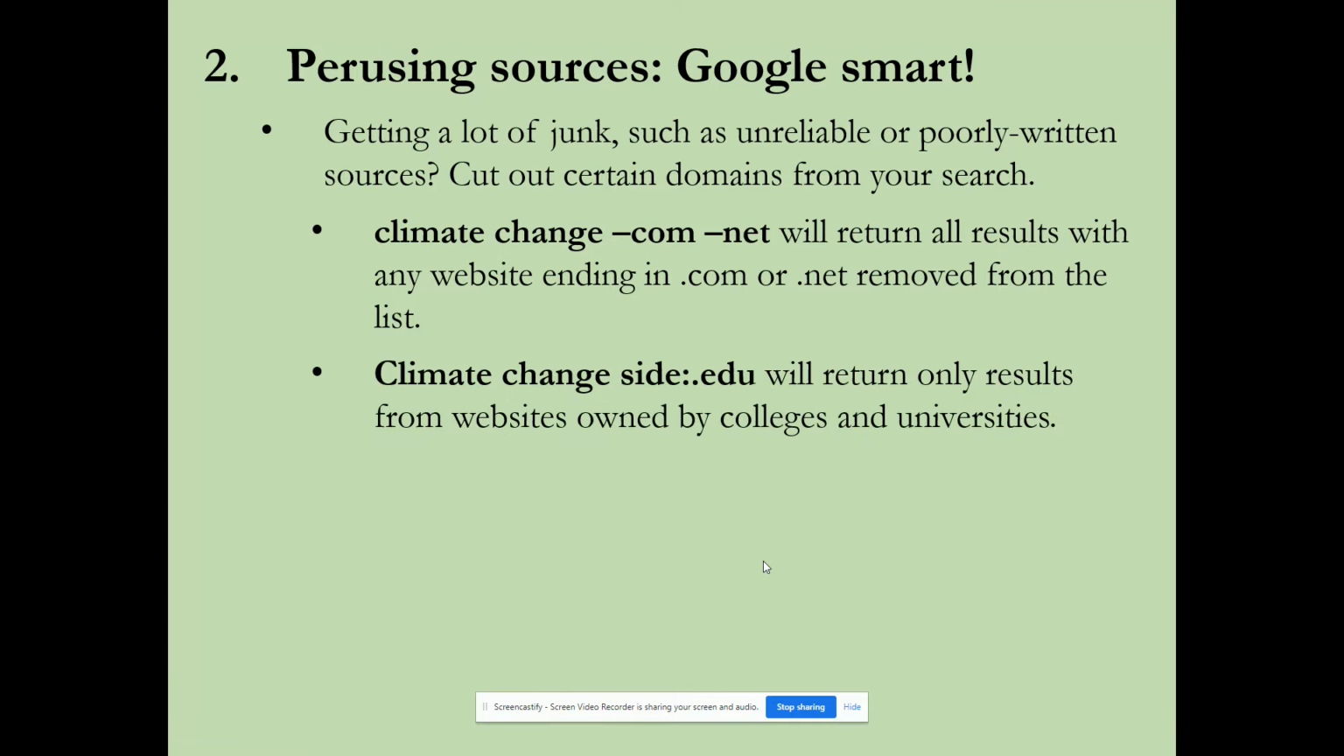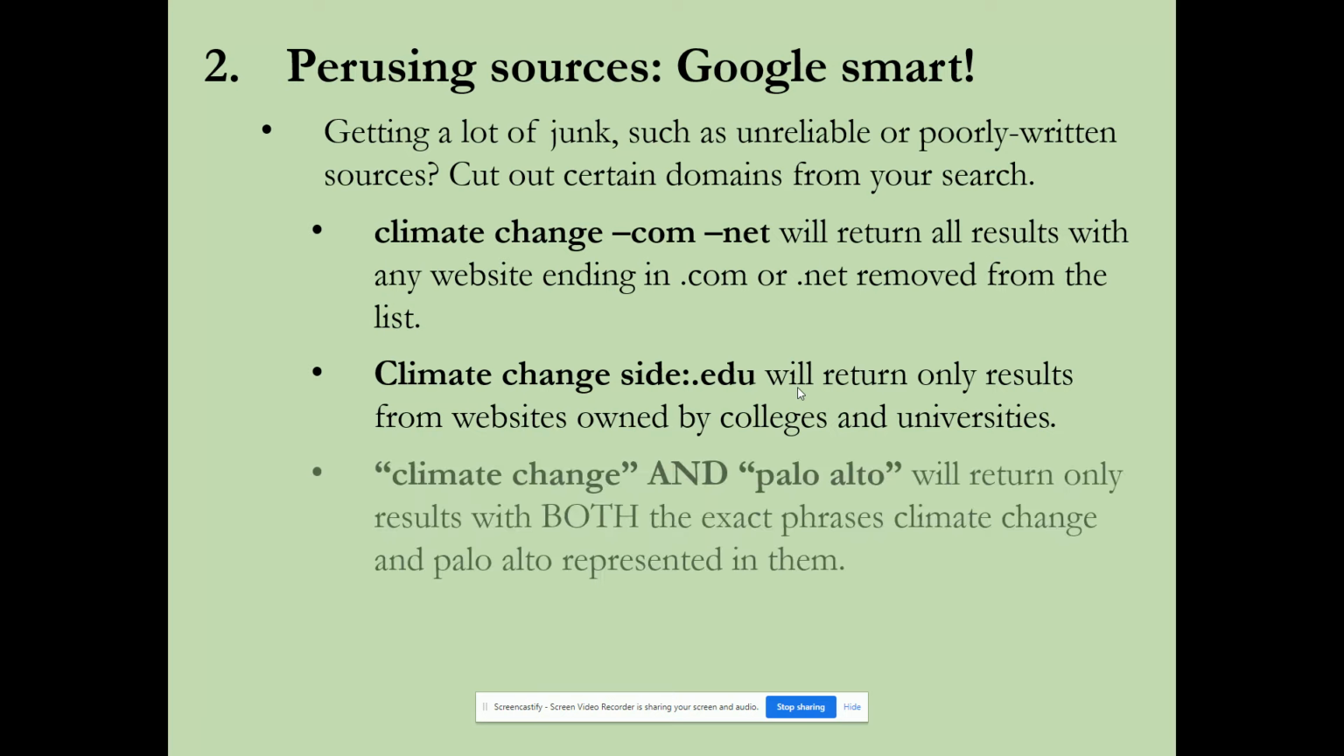Here's another example. Oh, that's a typo. This should say climate change site:.edu. What'll happen there is that you get only .edu websites. So that is only post-secondary institutions, only colleges and universities.